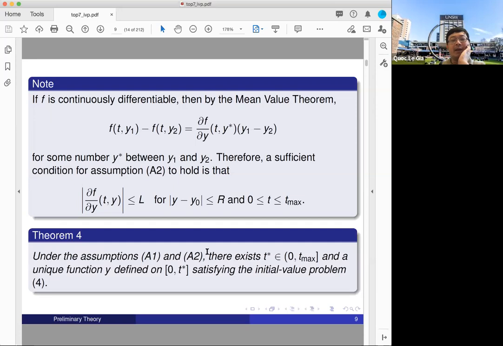Now the theorem says that, suppose you have these nice assumptions, the function continuous, bounded, Lipschitz, then there exists a point t star and a function y that satisfies the initial value problem. Essentially, you can solve it. Otherwise, you solve it numerically, and people say that this system doesn't have a solution, so your numerical solution doesn't make any sense.